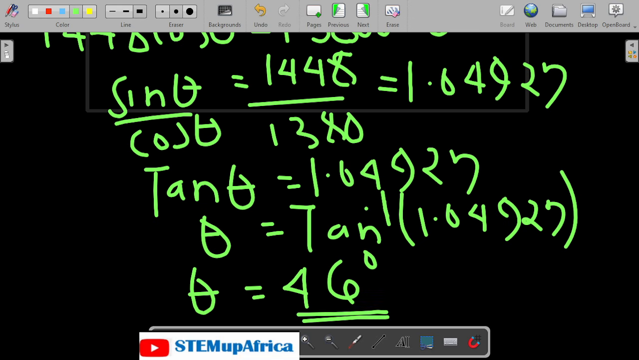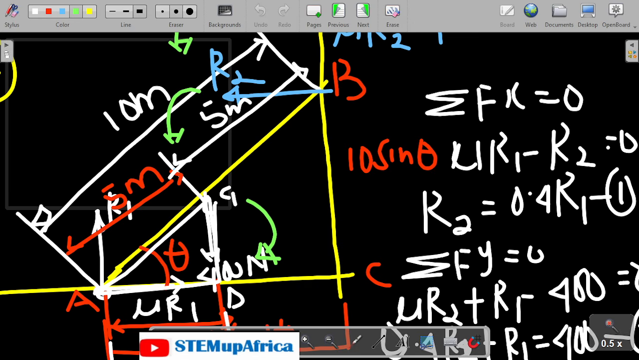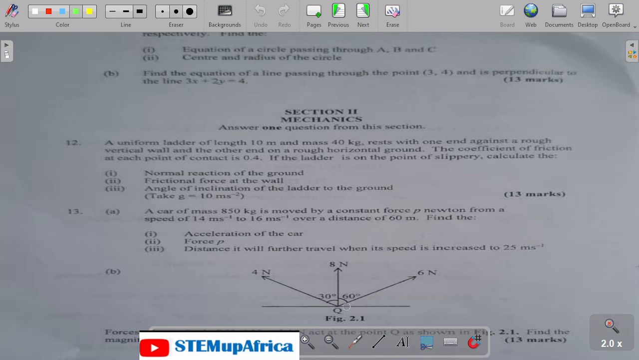So this question is above your pay grade, or just for WAEC students and NECO students. So let's go to question 13.